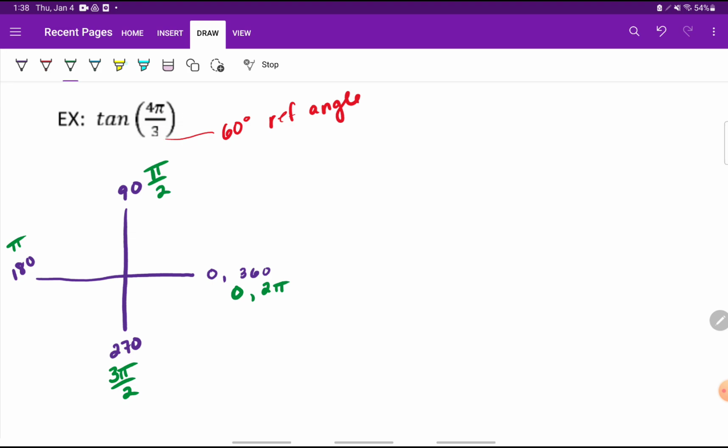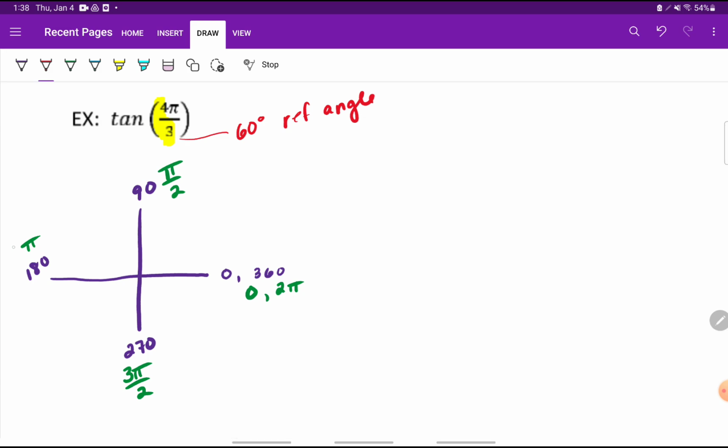So what you can do is look at your radian measure without the pi. Just look at 4/3, and that we have 4/3 pi. Well, 4/3 is bigger than 1, but less than 1.5. This is 1 pi, and this is 3/2 of a pi, 1.5 pi. 4/3 is between 1 and 3/2, so I know that my angle is going to fall in quadrant 3 and have a 60-degree reference angle.